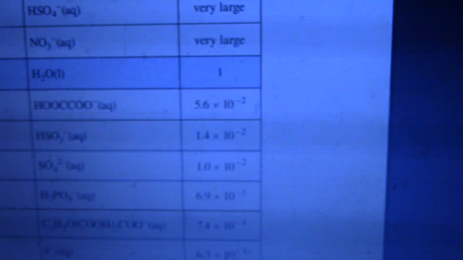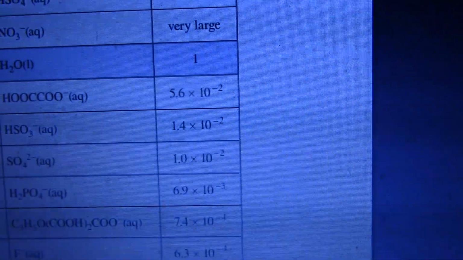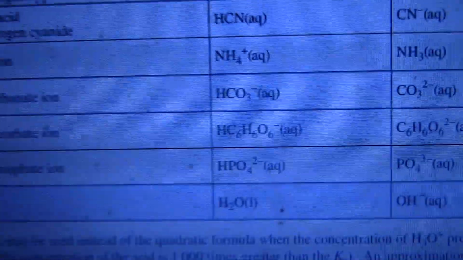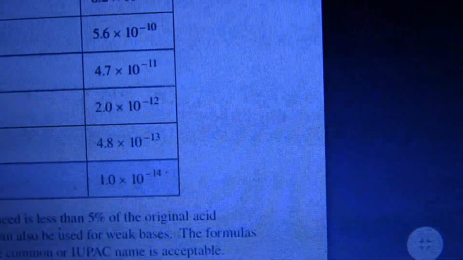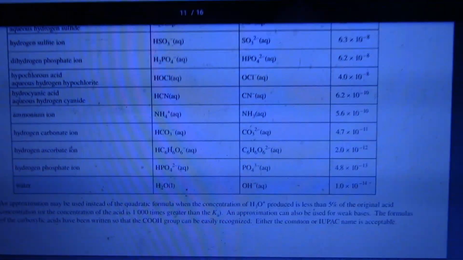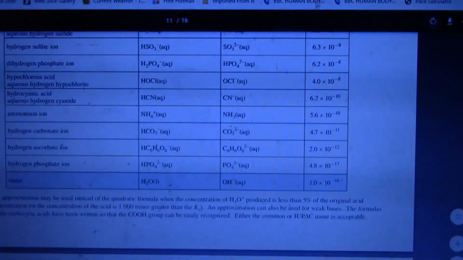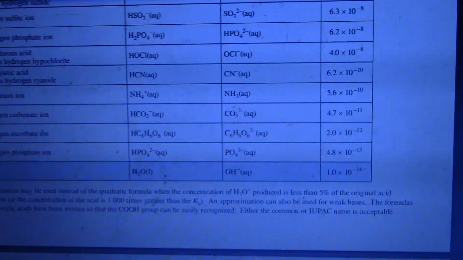So if we have a relatively large Ka, that means that we're going to have a pretty small Kb, and as the Ka value declines, the Kb value increases. You can see down here, hydrogen phosphate, which is right by the hydroxide, has a very, very weak Ka, so a very, very strong Kb. Okay, so when we look at acid over base or base over acid, products or reactants favored, we're actually looking at the relationship between Ka and Kb.